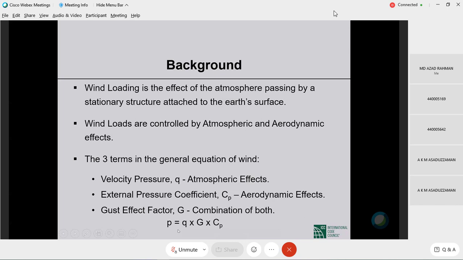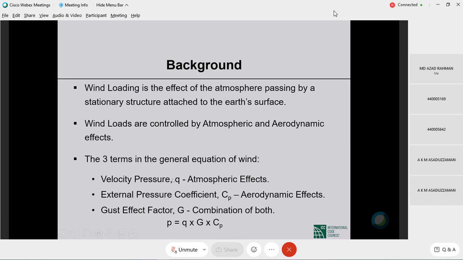The basic equation that we use in wind design is the last line on the slide. P, the pressure due to wind, is equal to q, which we call the velocity pressure, multiplied by a gust effect factor, multiplied by an external pressure coefficient C sub P. Obviously, each of these terms will be explained in quite a bit of detail in the rest of the seminar. But for now, P, the pressure due to wind, is equal to velocity pressure q multiplied by the gust effect factor G multiplied by the external pressure coefficient C sub P.